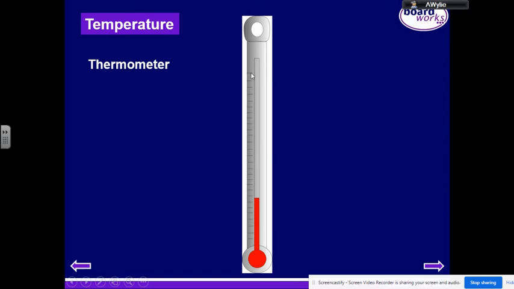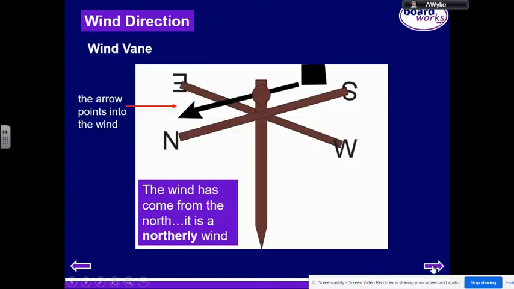Now, the units used to record temperature depend on where you are in the world. In the United Kingdom, we use degrees Celsius or degrees centigrade, which, by the way, is the same thing. In Europe and North America and most of the rest of the world, they use a different scale called degrees Fahrenheit. Before we look at our third instrument, you should now find a photograph to go with your description of the thermometer.